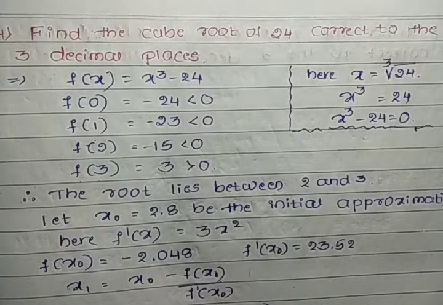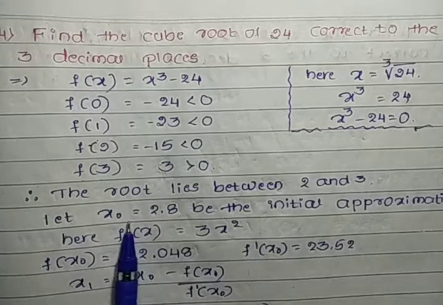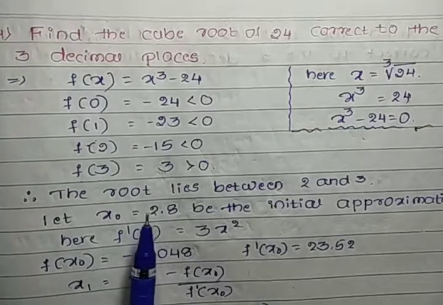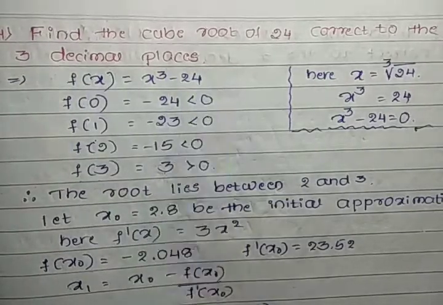Next, we need to select the x naught. Now, how to select this x naught? Between 2 and 3, we have 2.1, 2.2, 2.3, 2.4, 2.5 and so on, 2.8 and 2.9. Among these, which number do we have to select as x naught? We have to select the number x naught such that it should give us a function value near to 0.